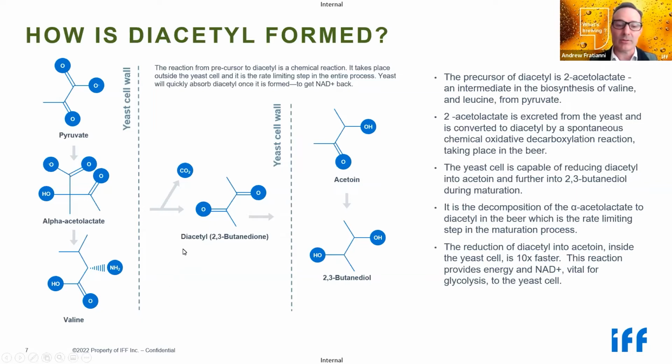But as you just noticed, it took me a long time to explain spontaneous oxidative decarboxylation. And that, in fact, is the rate limiting step for removing or reducing diacetyl. Once diacetyl is formed, the yeast will quickly reabsorb it and break it down to acetone or 2,3-butanediol. But that change from alpha-acetolactate to diacetyl is the rate limiting step. This is the slowest part of this whole chain of steps to take the precursor and turn it into acetone or 2,3-butanediol. Both of these have very high flavor thresholds.